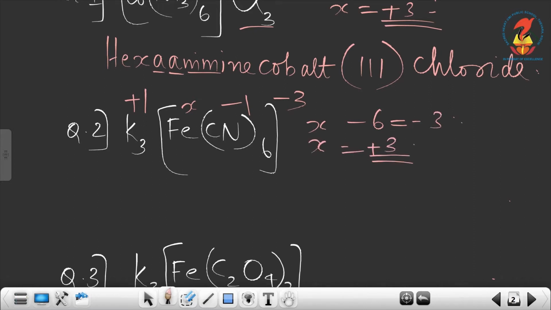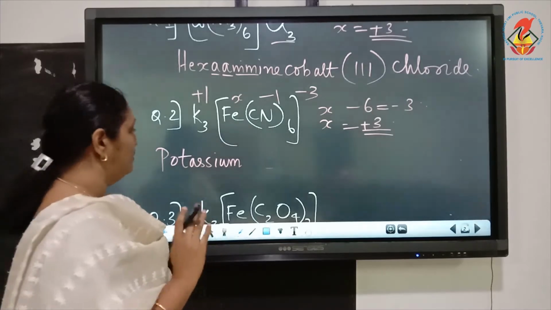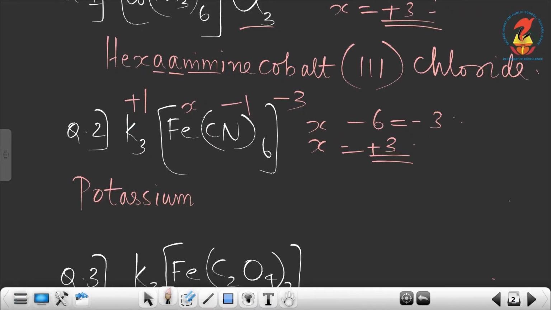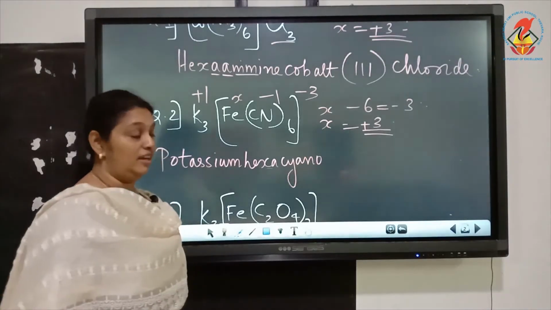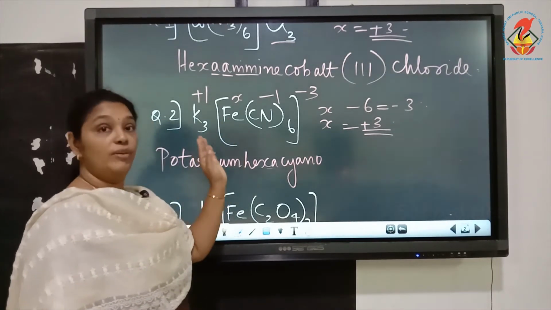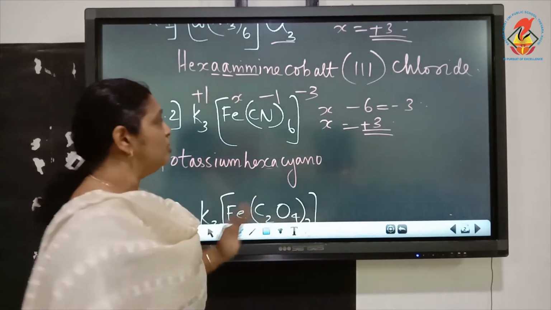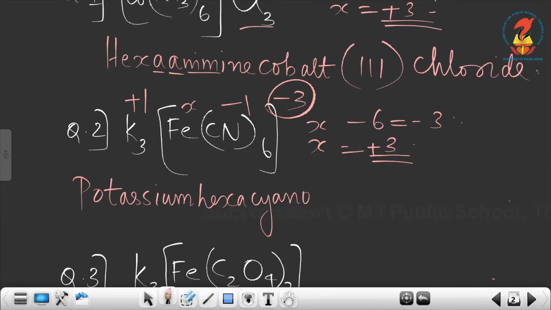Now let's write the IUPAC name. First we will have the counter ion, that is potassium. No need to write tripotassium, because we don't use any prefix before the name of the counter ion. So it's just potassium. Now only one ligand, and 6 cyanide ions, so hexacyano. Cyanide ion can be written as cyano. Then next is the central atom, that is iron. When you write the name of the central atom, you have to check the charge on the complex ion. The charge on the complex ion here is negative, -3.